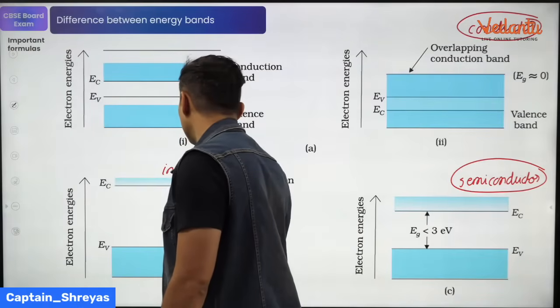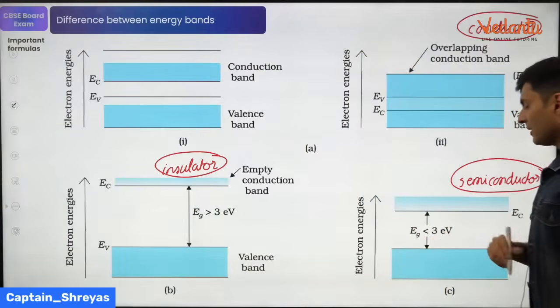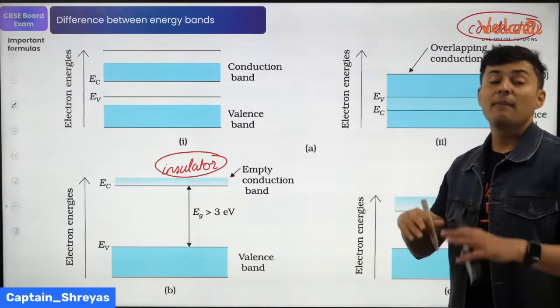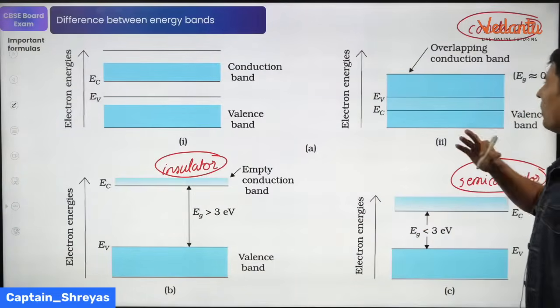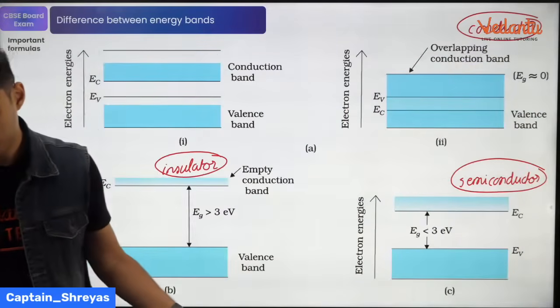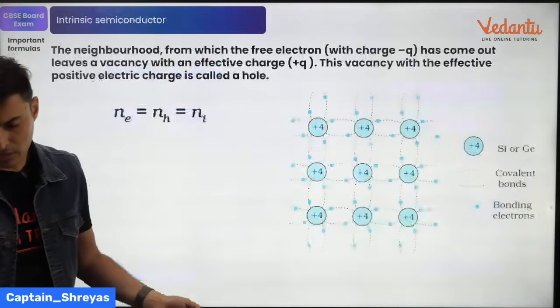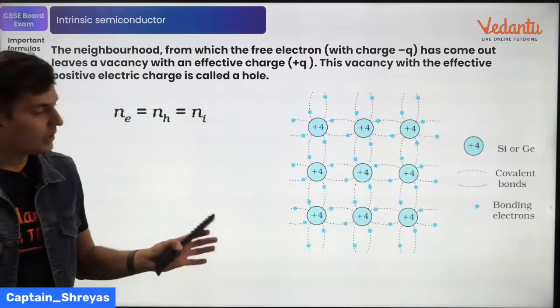So you should know the difference. 3 electron volt is the cutoff. Below 3 electron volt, semiconductor. Above 3 electron volt, bad conductor, insulator. If they overlap, it's a very good conductor. That's it. Okay, I hope this is clear. Everyone with me? Everyone with me on this?